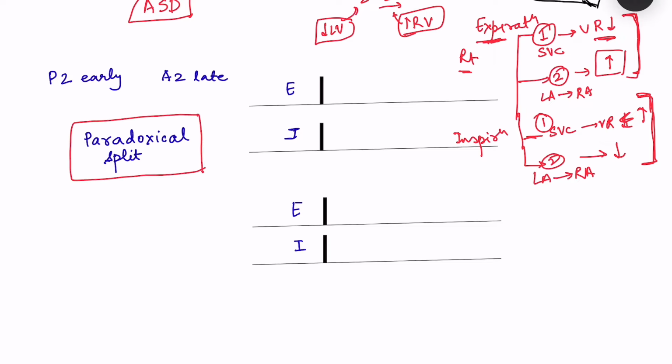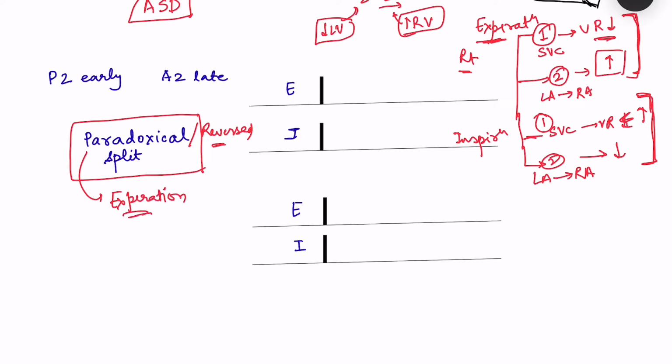Paradoxical split. So we have seen normal splitting of the heart sound, we have seen fixed wide split, we have seen variable wide split. Now, we will talk about paradoxical split, also known as reversed splitting of the heart sound. Reversed splitting, what is that? As the name suggests, paradoxical splitting means that splitting will be heard during expiration and not during inspiration.